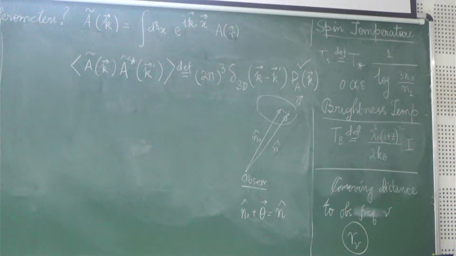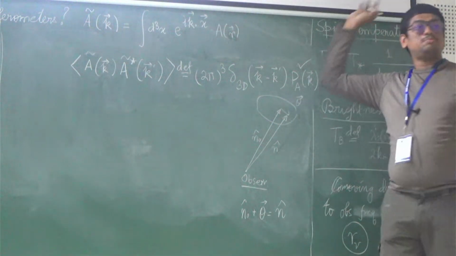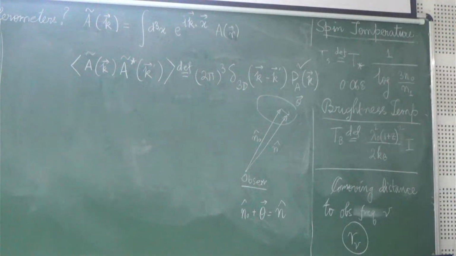Now the way the telescope operates, it follows the sky, which means that this n0 direction always points towards a particular RA and Dec in the sky. So it is fixed with respect to the cosmological sky.